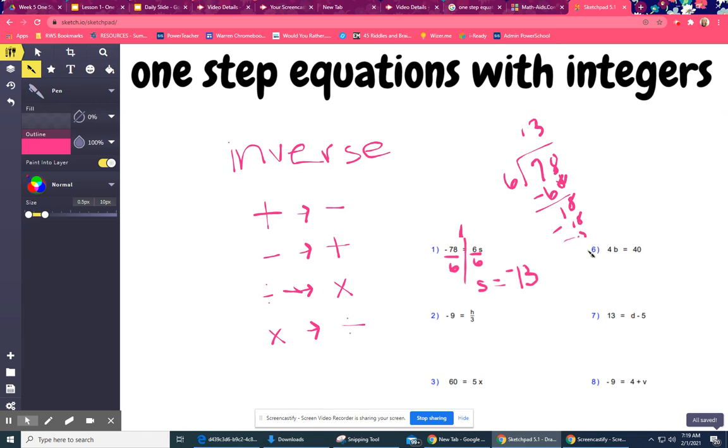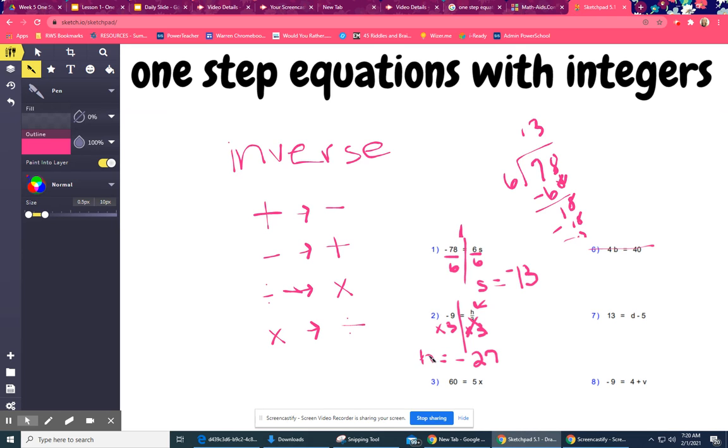This is another multiplication example. Let's go to here. Whenever you see it set up like this, that means division. And we need to get the h by itself. The inverse of division is to multiply. So we're going to multiply by 3, and that cancels it out and leaves the h alone. Now we have to do negative 9 times a positive 3. A negative times a positive is going to be a negative answer. So 9 times 3 is 27, which means my answer is h equals negative 27.